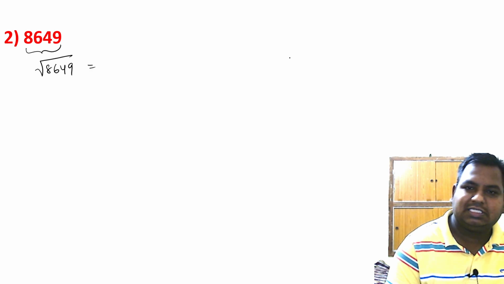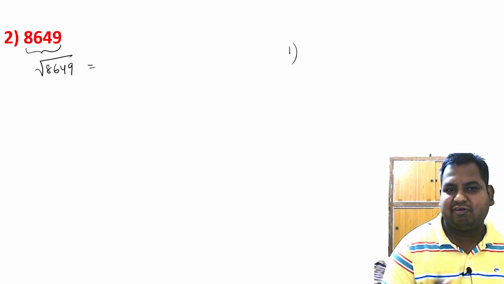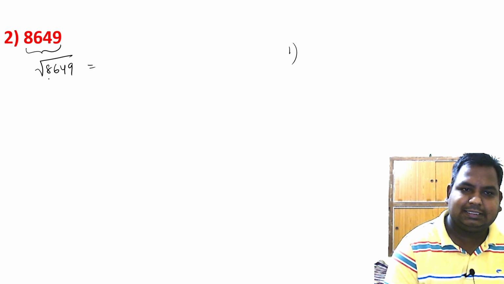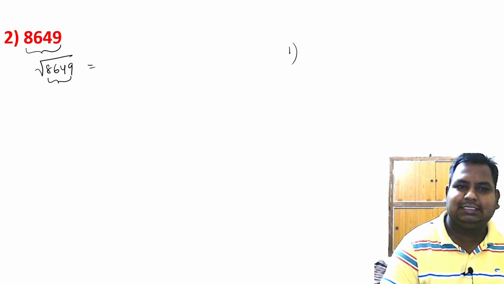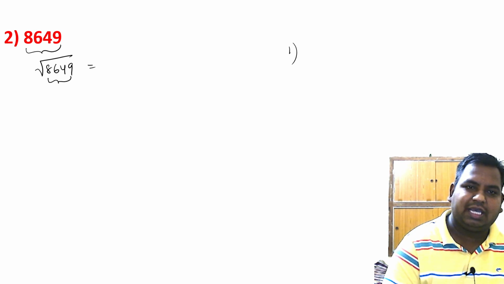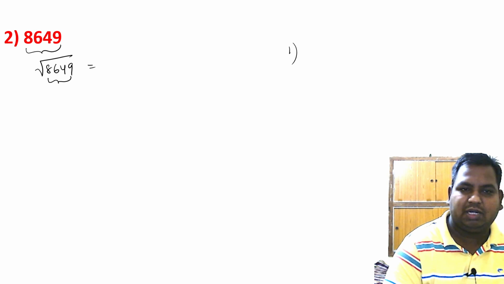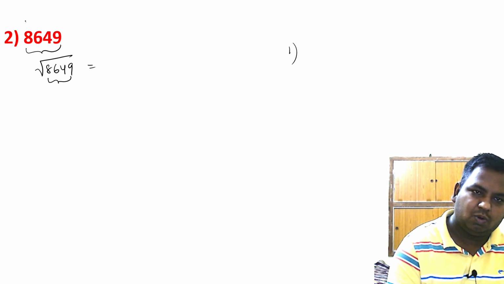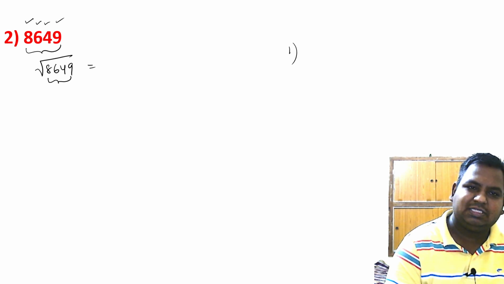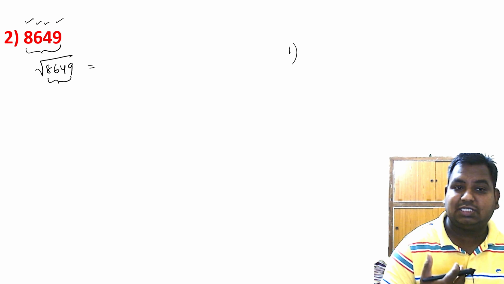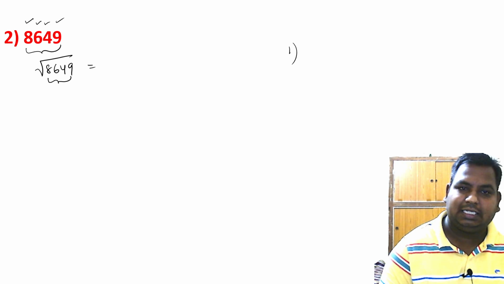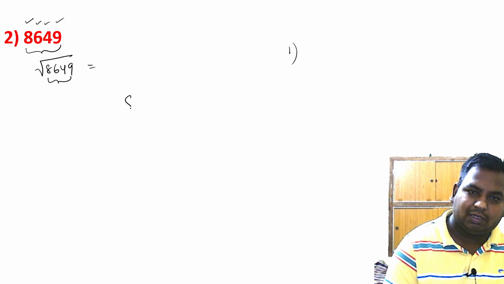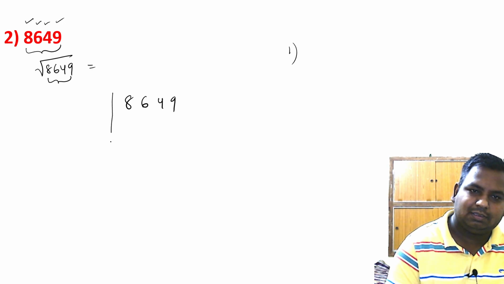So what was the first step here? Step number 1 was look at the digits and check whether we have an even number of digits or an odd number of digits. Here I have 4 digits: 1, 2, 3, 4. 4 digits means it is an even number of digits. It's time to celebrate. Okay, so write down 8649 and put 2 vertical bars.